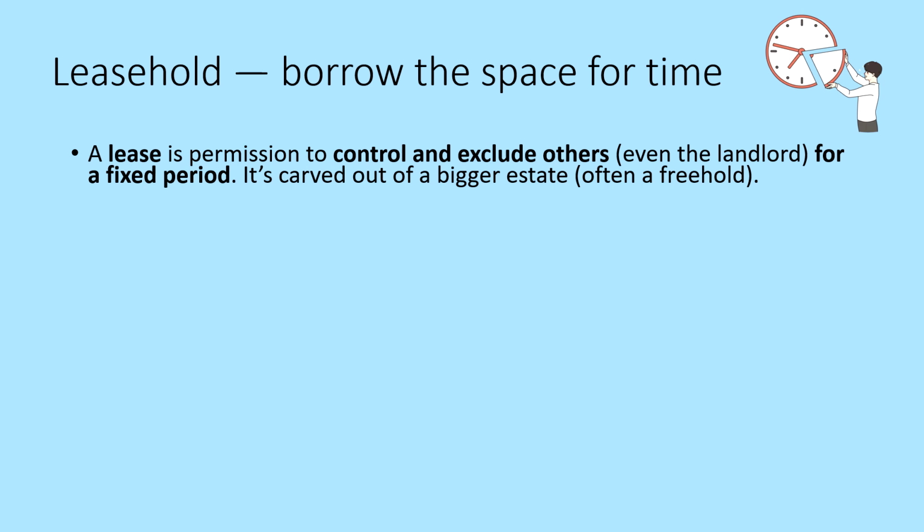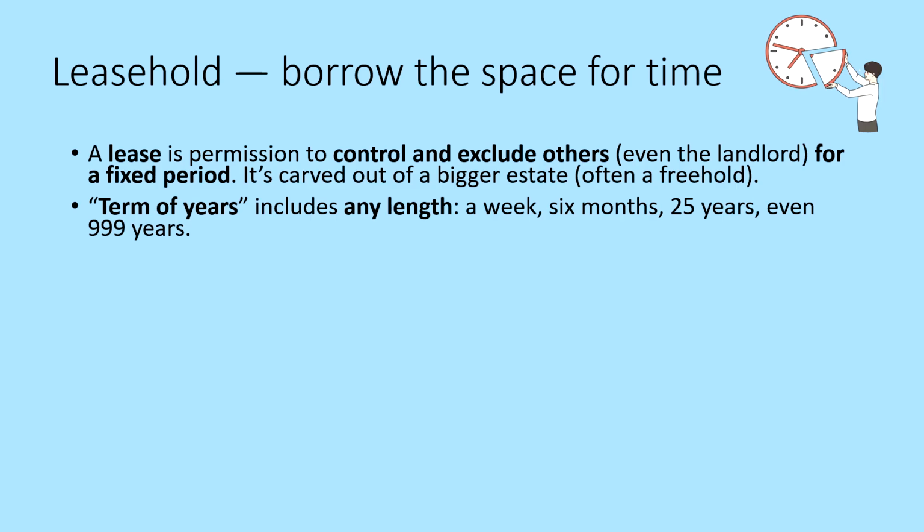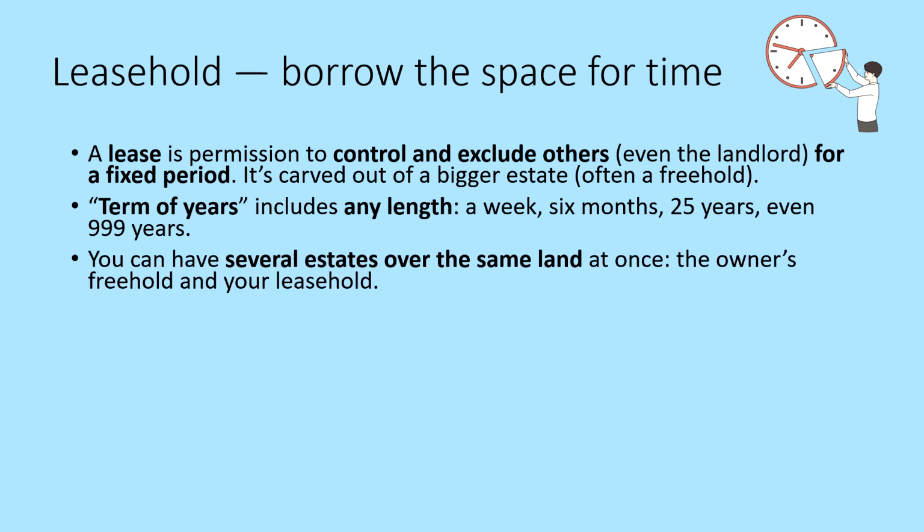But the way it works is that people get control for a specified time period, and in that time period they can exclude even people who are higher up in the hierarchy. So again, term of years, I've already indicated that a couple of times. This includes any kind of length, a week, 6 months, 25 years, whatever. The only requirement is that it has to be a specified amount that's clear and easy to understand.